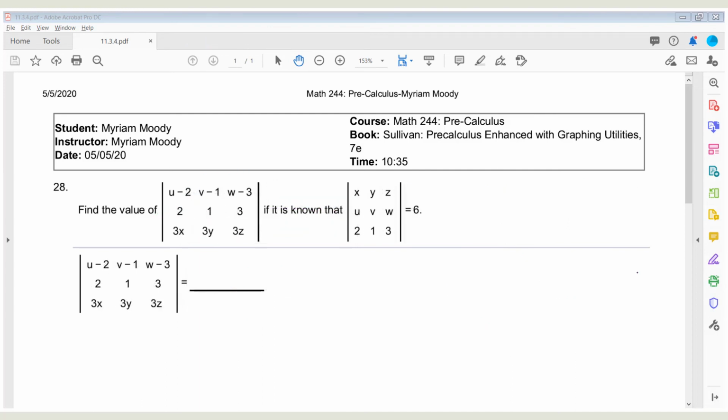So, my original value is 6. Let's see what they did. Okay. X, Y, Z didn't stay on the top, did it? It went to the third row. U, V, W went to the top. So let's see. U, V, W went to the top. X, Y, Z, and then 2, 1, 3. That is one row switch at least.